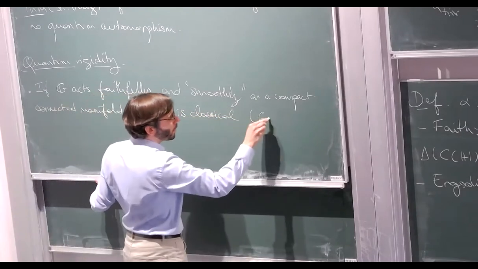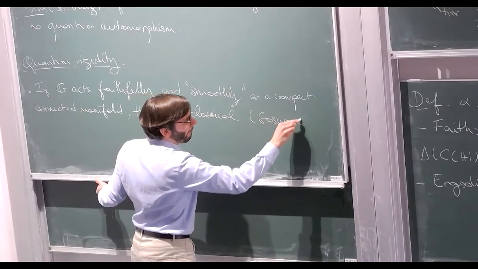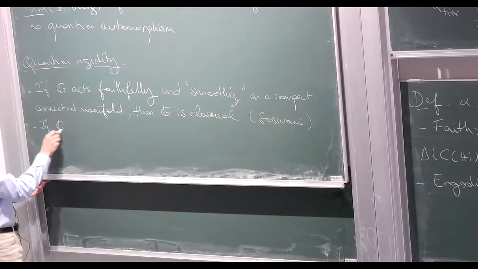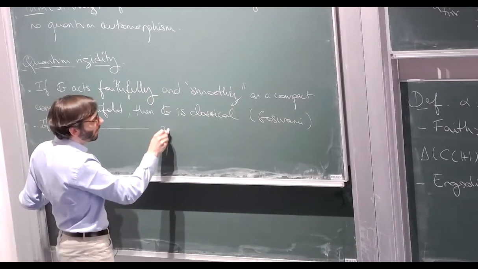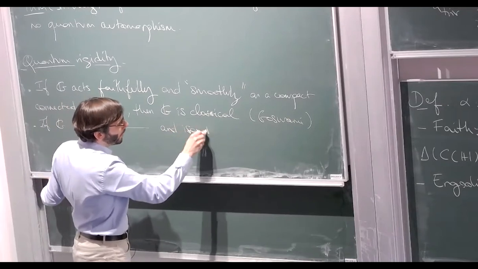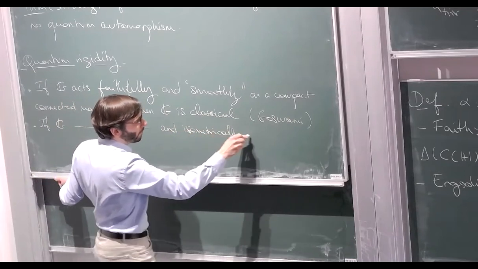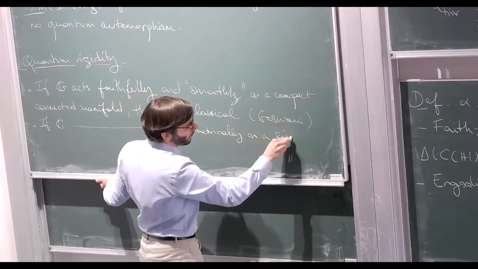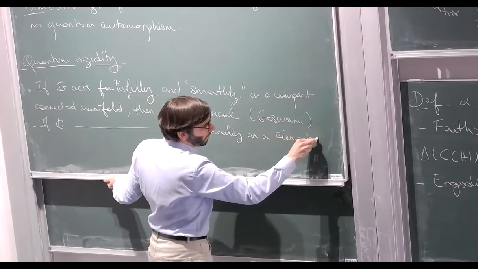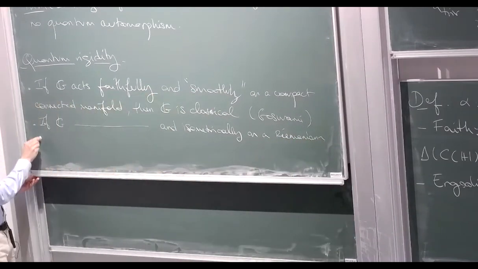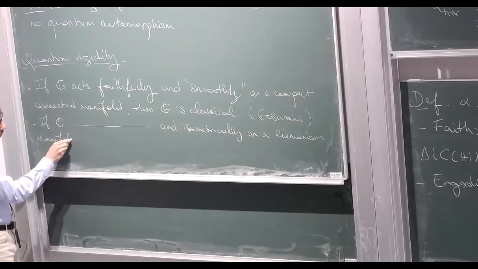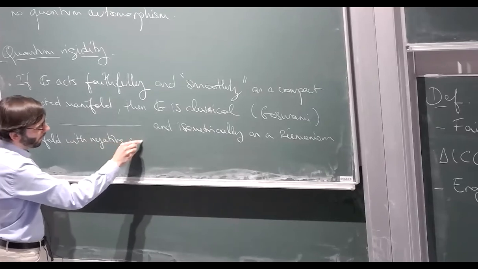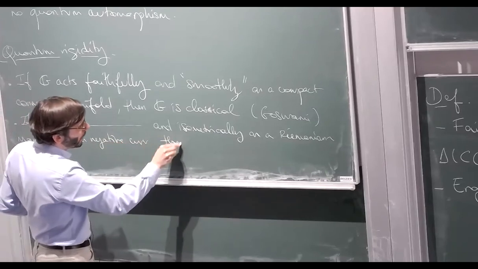And that's the result of Goswami. So, okay, that doesn't work. Another example: if G acts faithfully and isometrically on a Riemannian manifold with negative curvature, again, then G is classical.